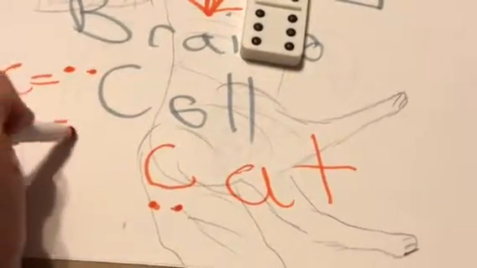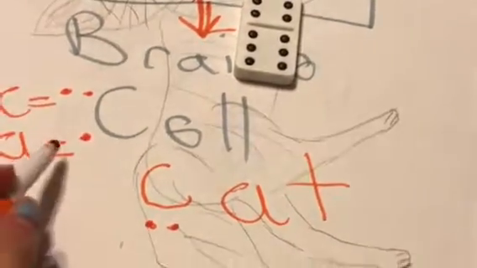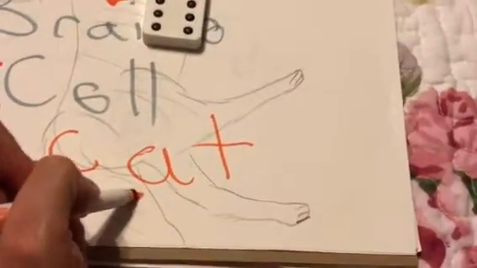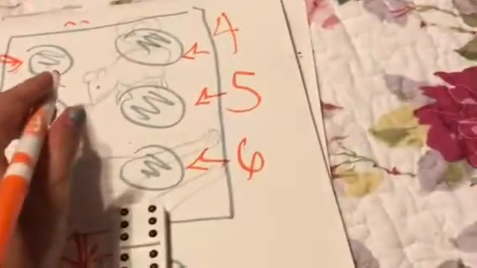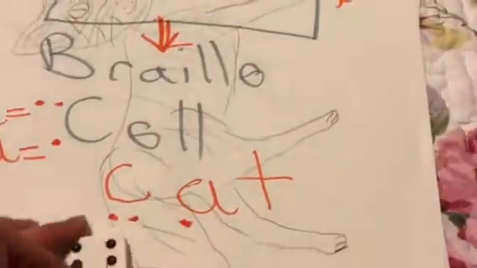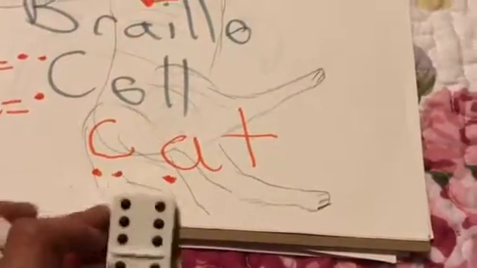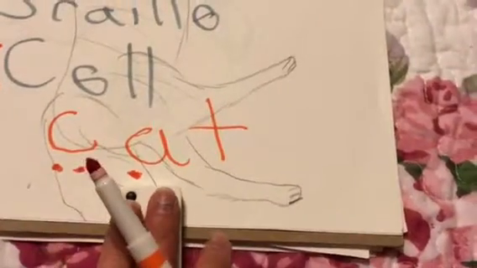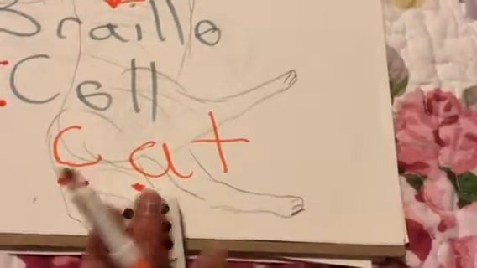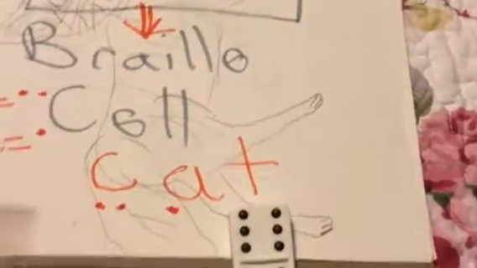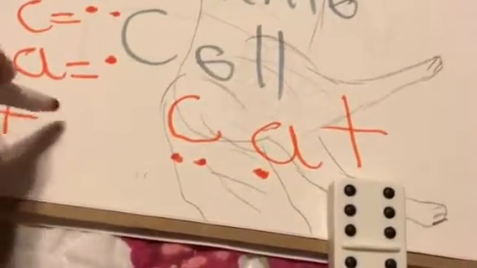So A is only the first dot on the top left-hand corner. So we would go dot 1. Now keep this foundation in mind. So C, 1 and 4. Boom. A, alone. Just this dot alone. And T, again, I have not taught you T, but I will teach it to you now for the sake of demonstration.